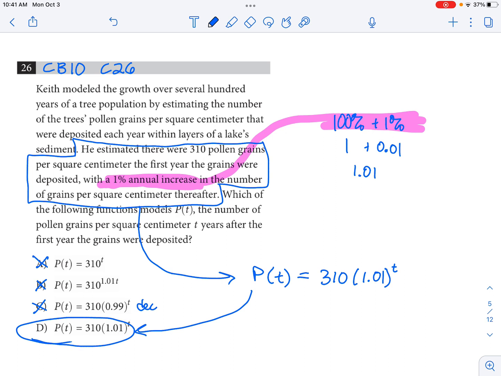When you're doing exponential modeling, you have y equals y naught times your percent increase added to 1, so 1 plus your rate of increase, raised to the t power. That's an exponential model.